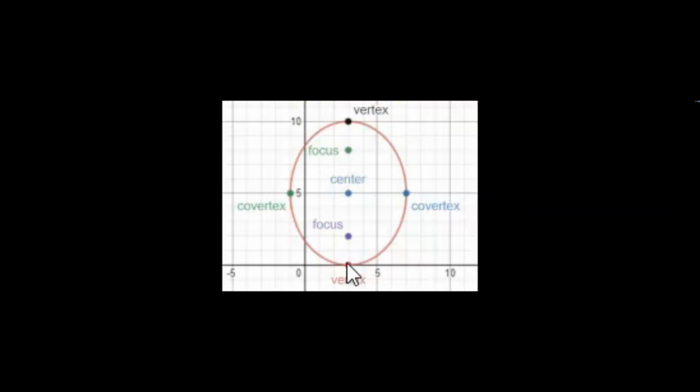So the line that goes from the vertex through the center to the vertex is going to be the longest line that we can make on this ellipse. We're going to call that the major axis. So the major axis is going to have some important points on there because it's major. It's going to have the two vertices, so this vertex and this vertex. It's going to have the center, but it's also going to have those 2 points that we talked about. It's going to have the two foci, so a focus here and a focus here.